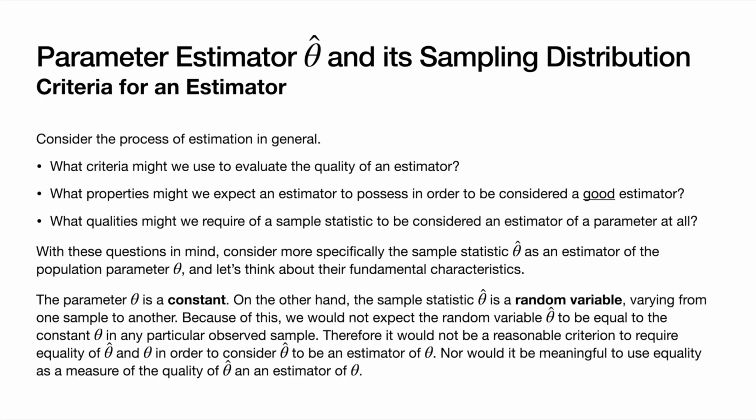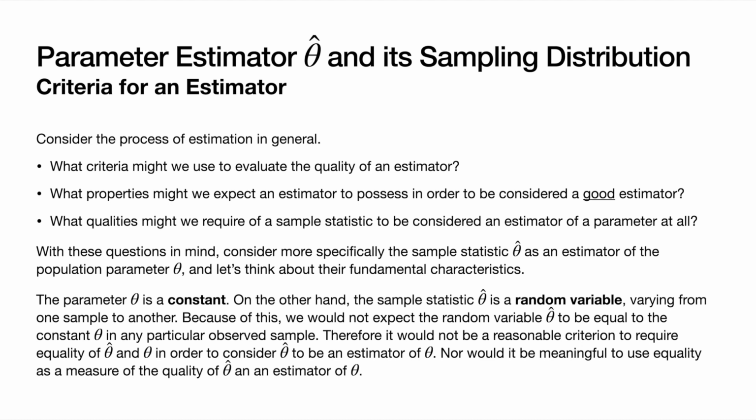Consider the process of estimation in general. What criteria might we use to evaluate the quality of an estimator? What properties might we expect an estimator to possess in order to be considered a good estimator? And finally, what qualities might we require of a sample statistic to be considered an estimator of a parameter at all? With these questions in mind, consider more specifically the sample statistic theta hat as an estimator of the population parameter theta, and let's think about their fundamental characteristics.